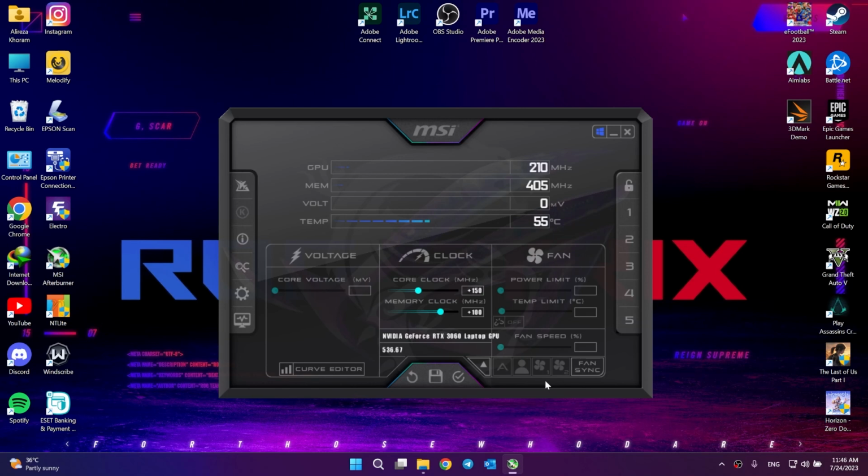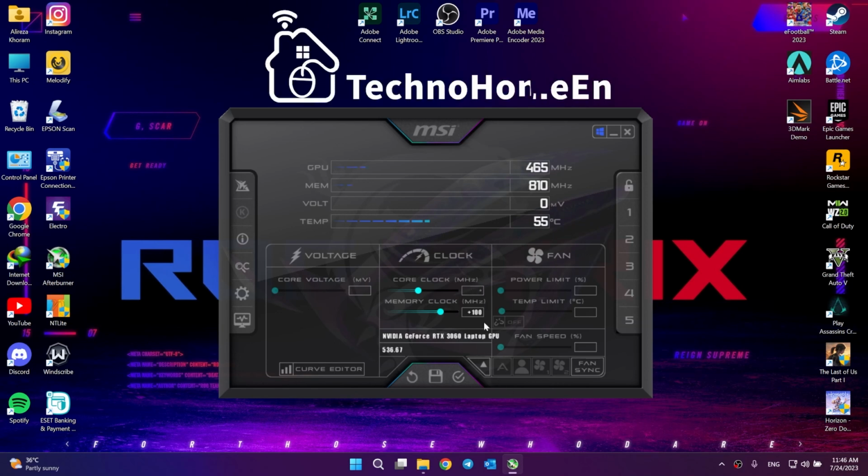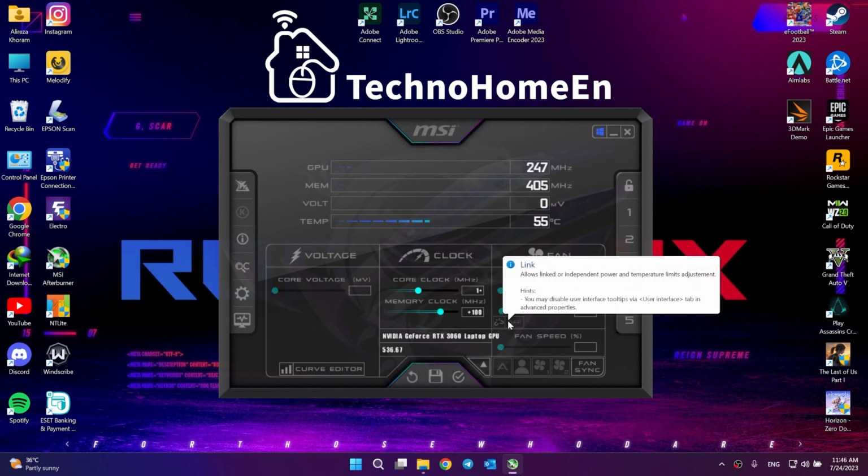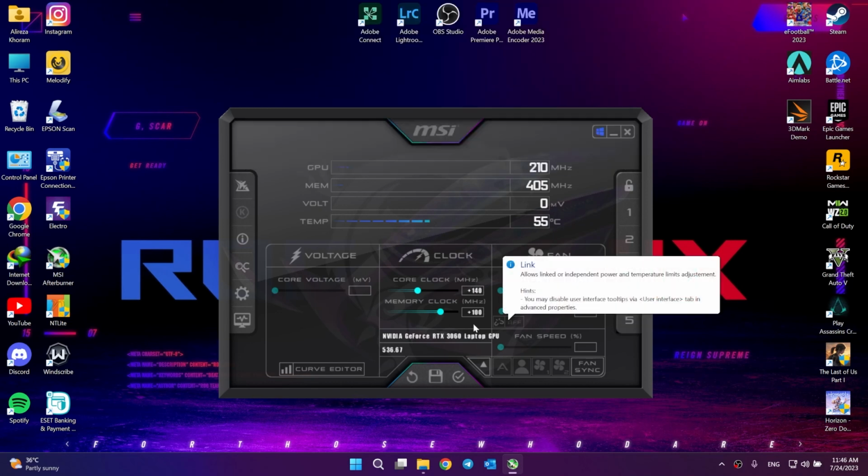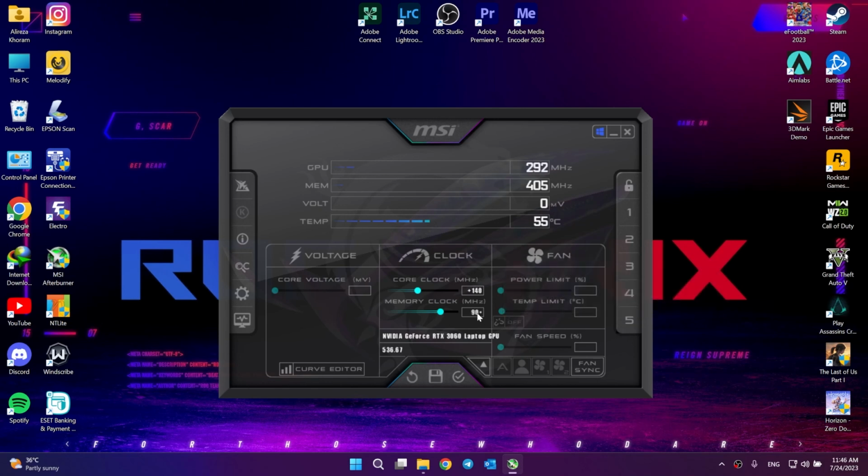When the crash happens at these core clock and memory clocks, I'll decrease these two options by 10 megahertz. As an example, I go with 140 megahertz with the core clock and 90 megahertz for the memory clock, and test it again, make sure everything is alright.